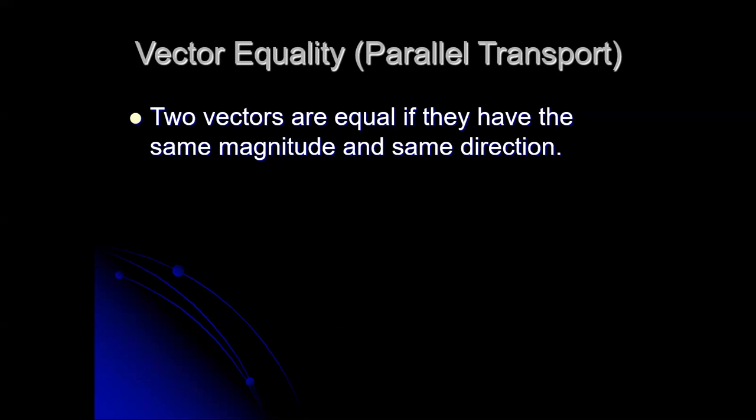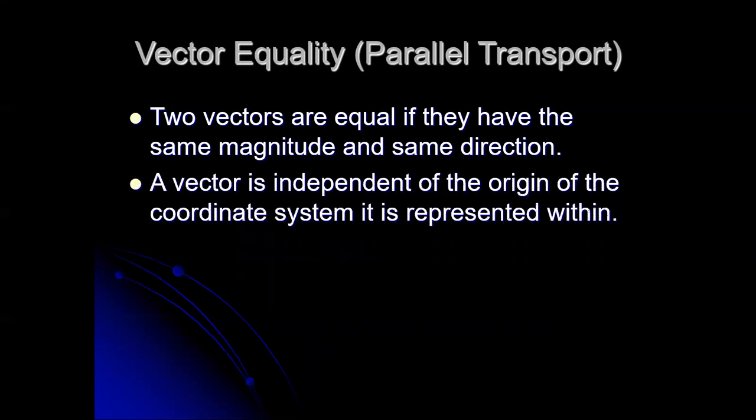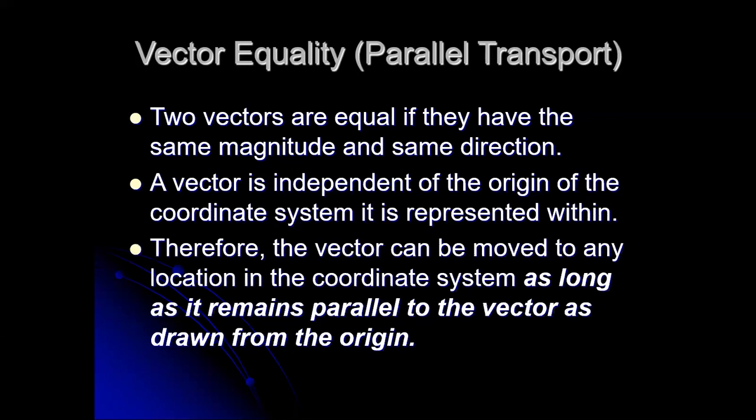So a vector doesn't care about what origin or what coordinate system we're dealing with, and we don't even need to use a coordinate system for anything we're doing tonight. So we can move a vector anywhere we want as long as it stays parallel to its original depiction. And sometimes that is drawn from an origin, though we don't really have to do that. So let's switch back over to the camera here and I'll illustrate the idea.